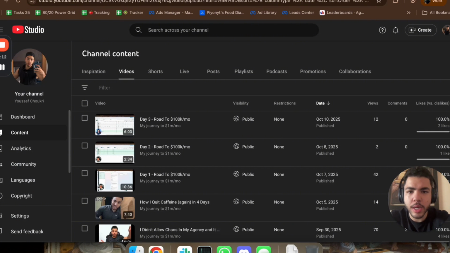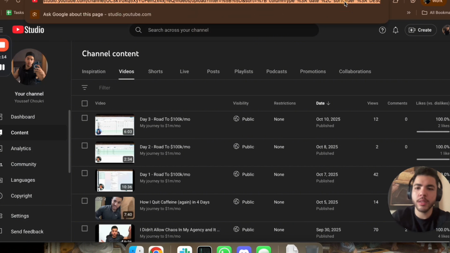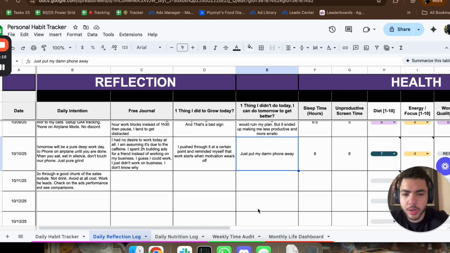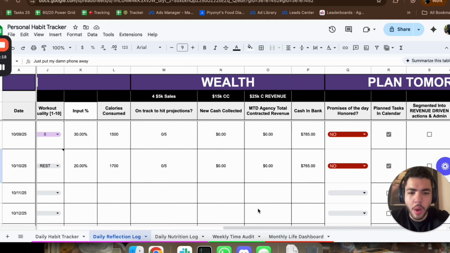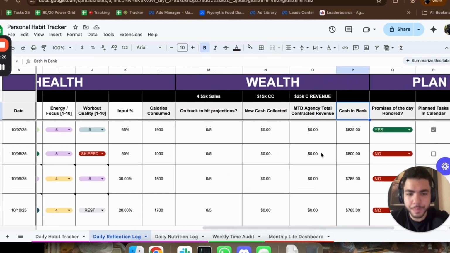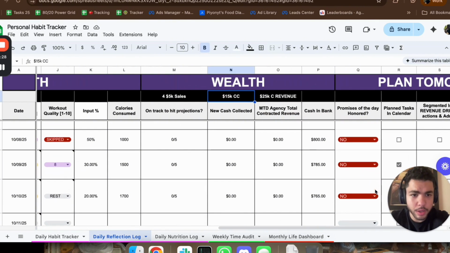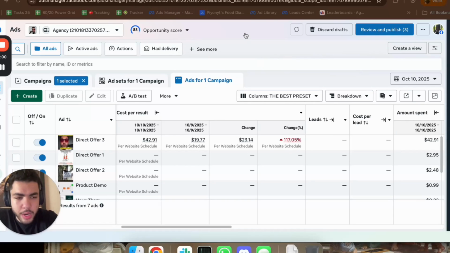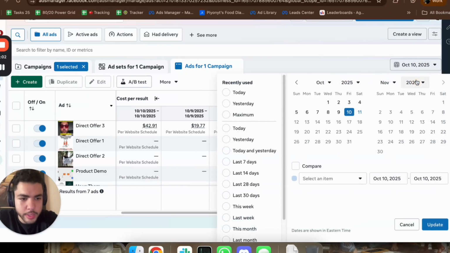All right. So far, guys, let's go hit the personal habit checker. On Jackson hit projection 0, cash collected 0, month to date 0, cash in bank 765 so far. So we're still pretty far from the 15K. All right, let's now analyze our ads.